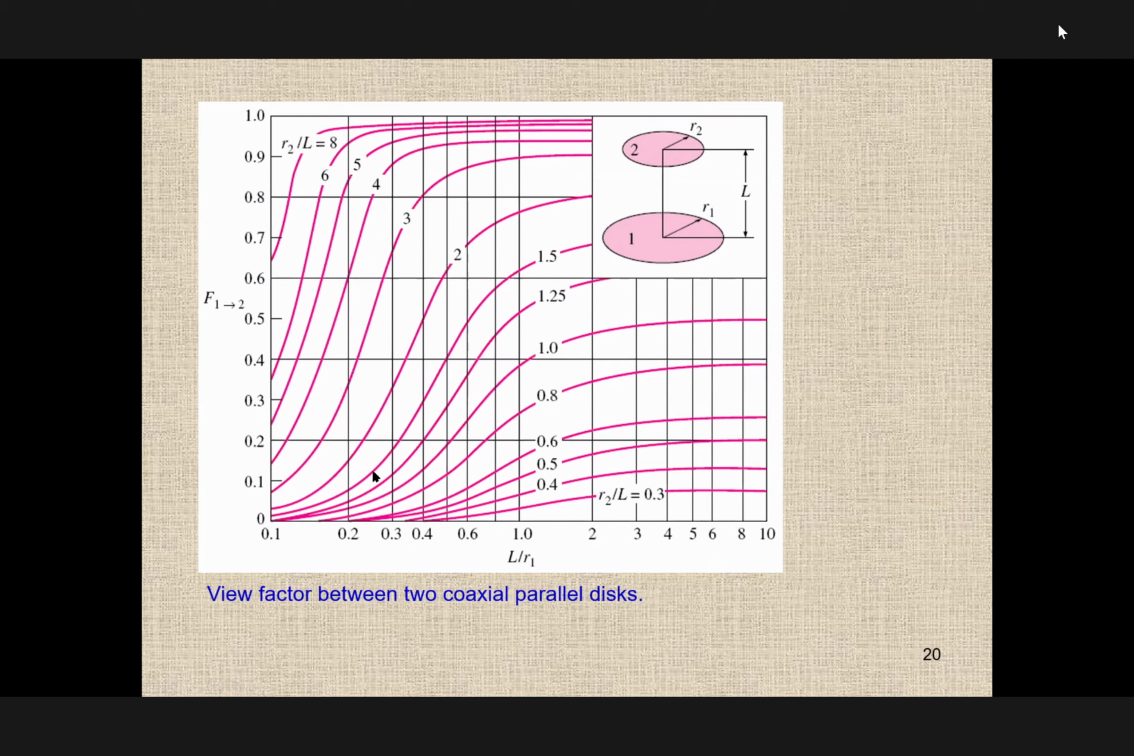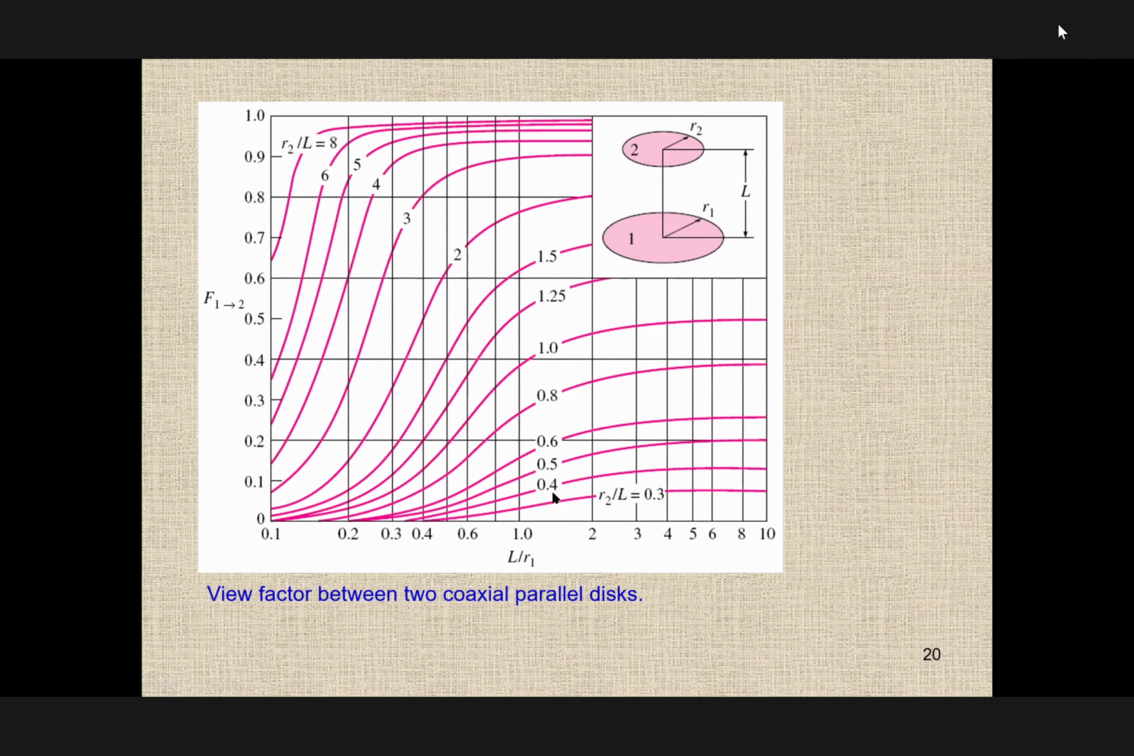The only thing to mention is that if you use this graph, it gives a shear factor of 1 to 2, from bottom to top. If you're considering L over R1, and R2 over R1, you have to make sure of that. That's why I mentioned 1 to 2. Here you are referring to surface 1, and this part has to be surface 1, because R1 is surface 1.